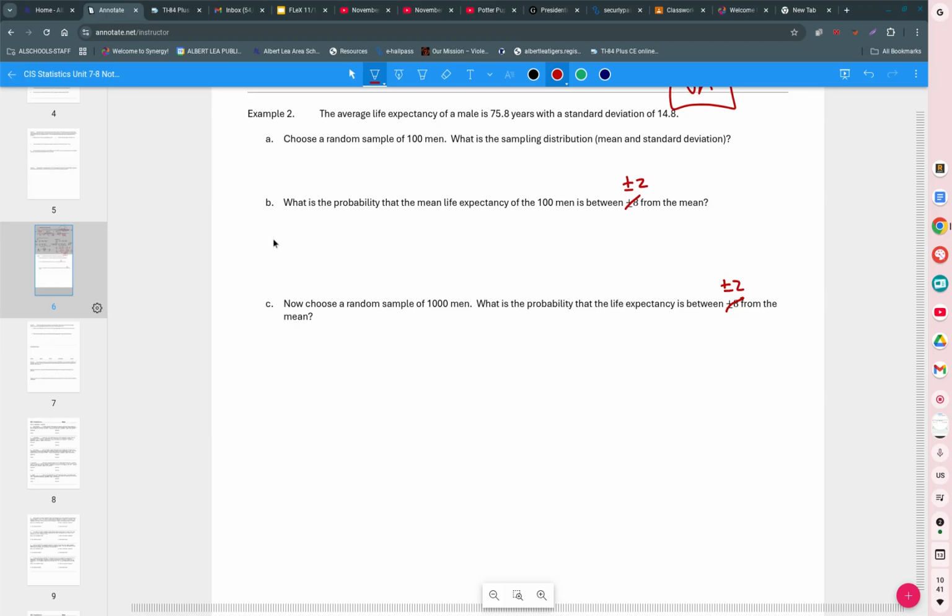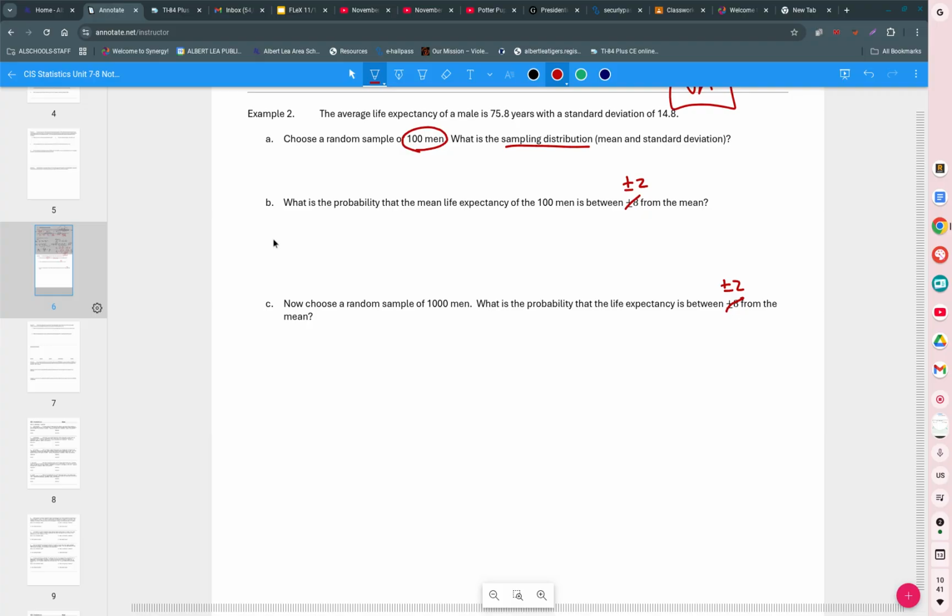The average life expectancy of a man is 75.8 years with a standard deviation of 14.8. That's approximate. We really struggled to find this standard deviation. I kind of made one up based off of some things I researched. But it says choose a random sample of 100 men. What is the sampling distribution?